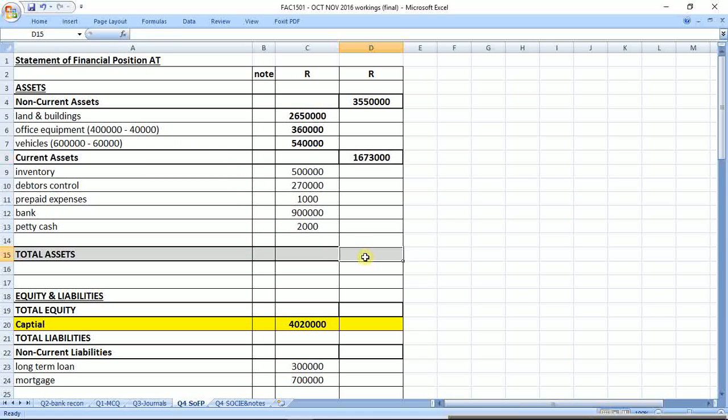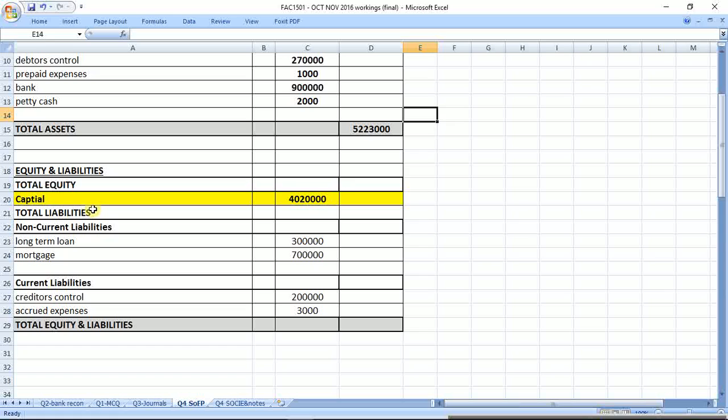Total assets would be what? This plus that. Your non-current plus your current is your total. Yes. There's your total. Got that? Yes. Now what? I need to total up the bottom here. So total equity, equity is that. That didn't change. Ooh, why didn't that update? Equals that. There's the total equity.